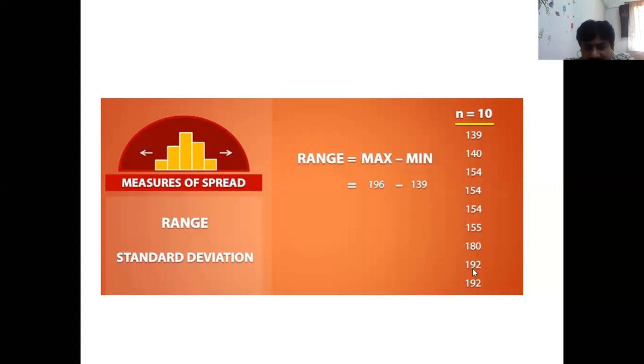So 196 will not be there. This is 3, 6, 7, 8, 9. These are the 9 values, and at last that is 196. I missed that actually. The last value is 196. So maximum is 196 minus minimum, that is 139. This is the range, the result of this.